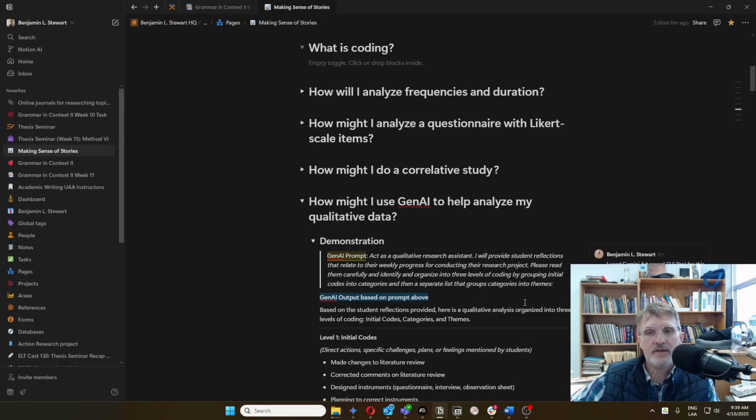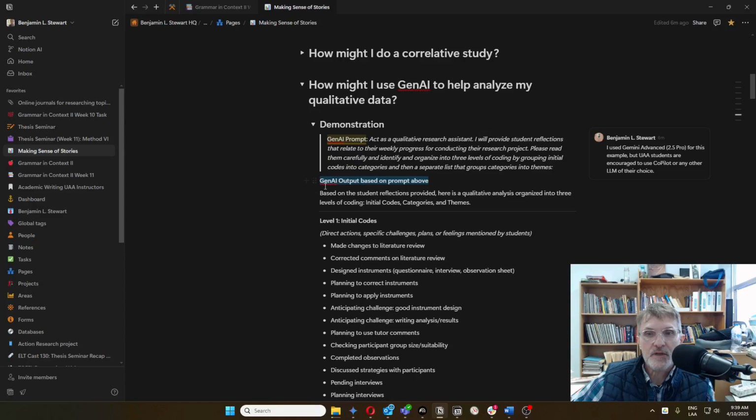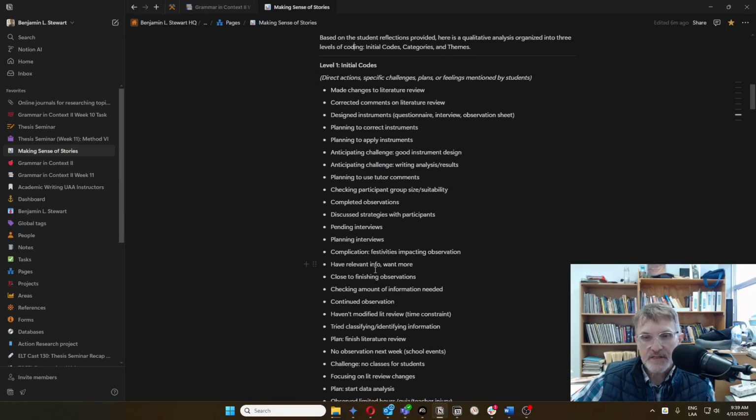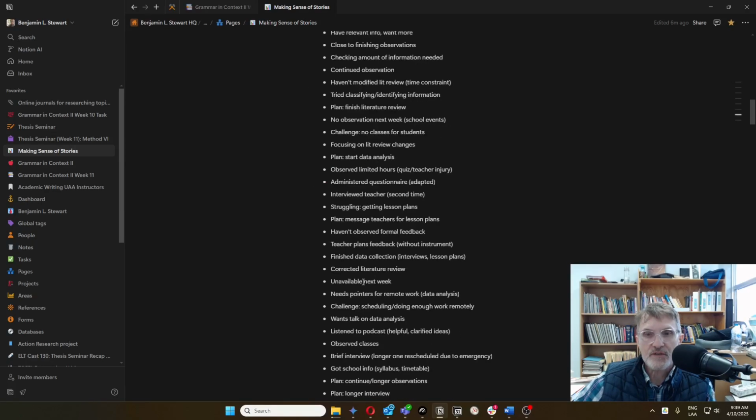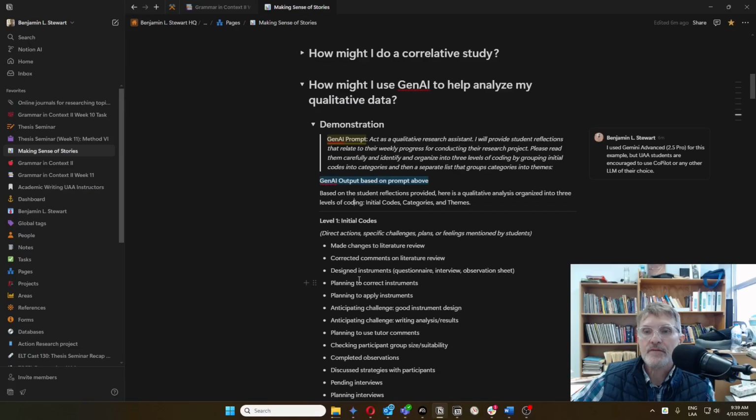And again, we'll talk about this in more detail in our whole group session, but this is the prompt that I used. And then I copied and pasted all of the reflections that were completed for week 10. Now the output, this is the output, everything below this heading. And I didn't make any changes, just to show you the results that were part of the output here. So the initial codes, as we'll talk about, are going to be very specific. You're going to follow what's called an inductive approach.